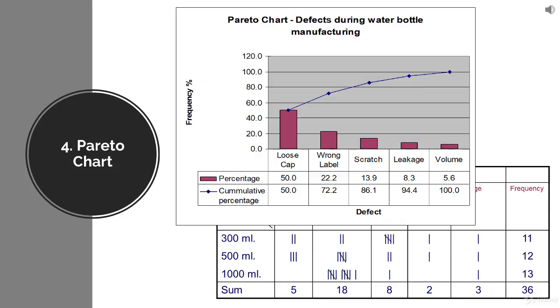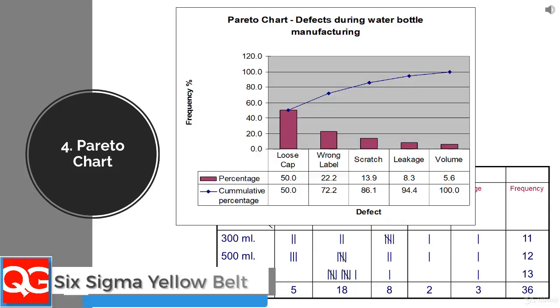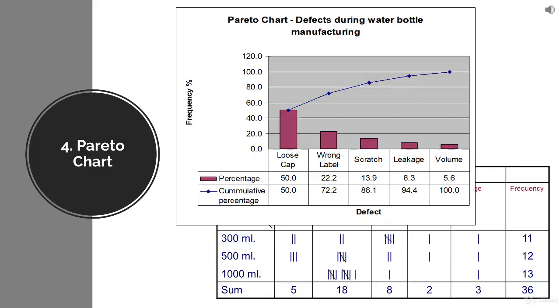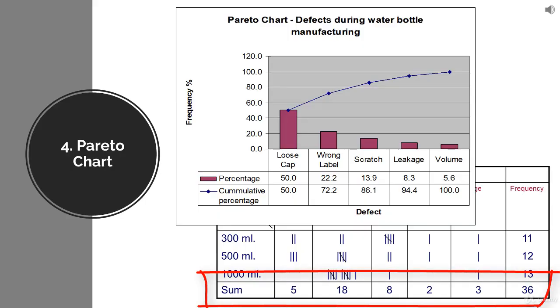Earlier, when we talked about check sheet, we took an example of this water bottle company where water bottles of 300 milliliters, 500 milliliters and 1000 milliliters were being packed and we were checking the types of defects in each of these bottles. At the bottom, we have the summary which tells that 5 items were related to one particular type of problem, 18 items are related to loose cap and so on. Based on that total aggregate number, aggregate of all these volumes of bottles, I'm not going into the details of volumes.